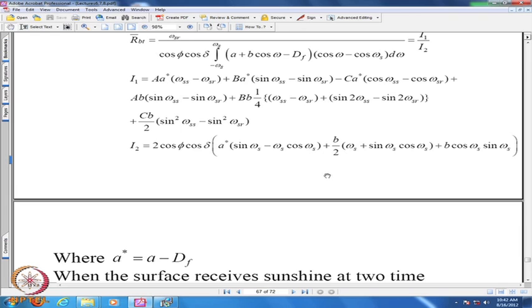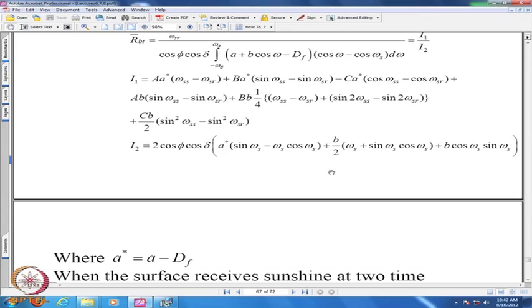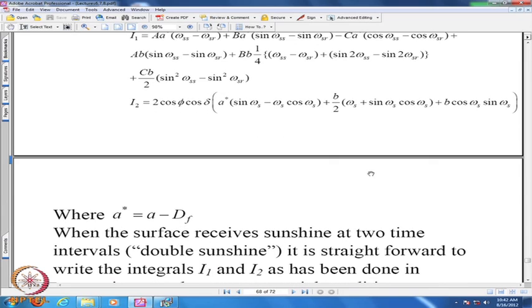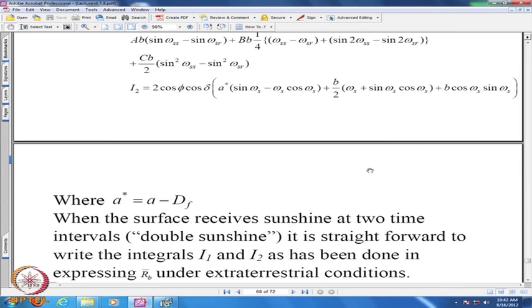So, if you look at it, a plus b cos omega into some term, and that cos omega minus cos omega_s, they are almost I_0 by H_0 with a modification by a plus b cos omega, which is also a geometric factor, nothing to do with the distribution of the data. Now, however, this d_f that comes into the picture will attenuate or enhance R_B bar evaluated under terrestrial conditions compared to the extraterrestrial value.